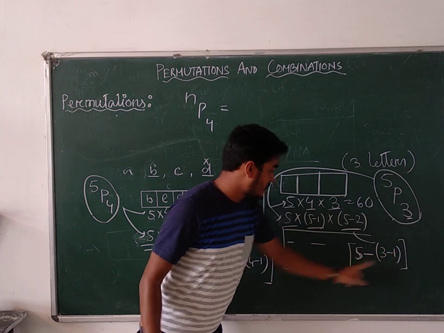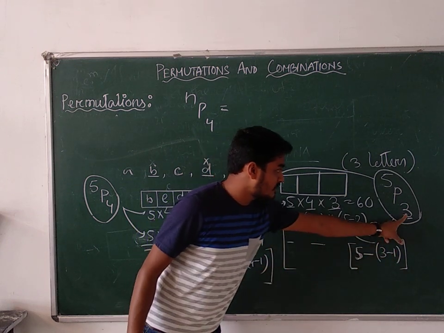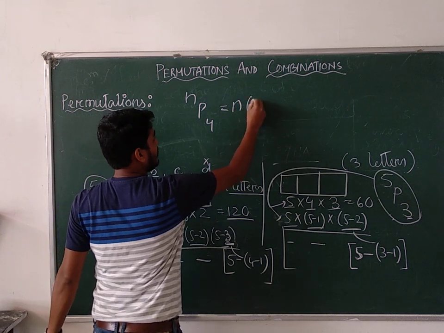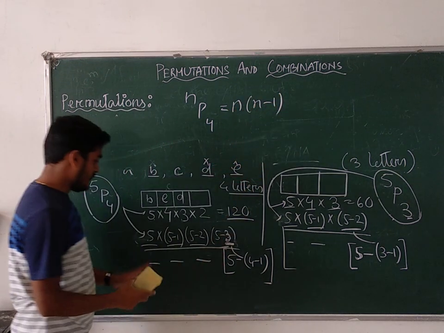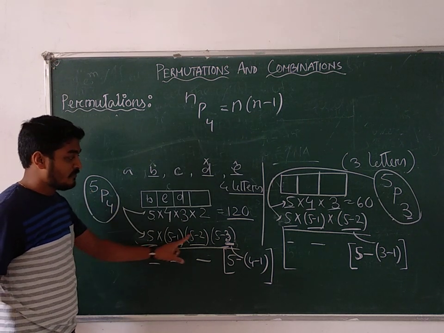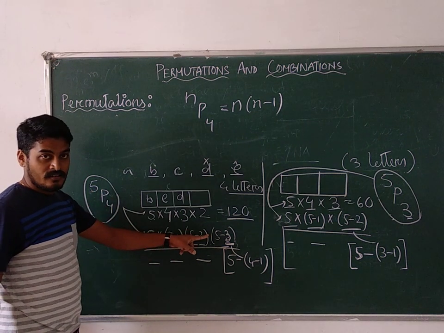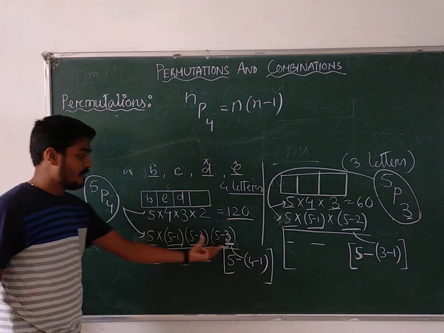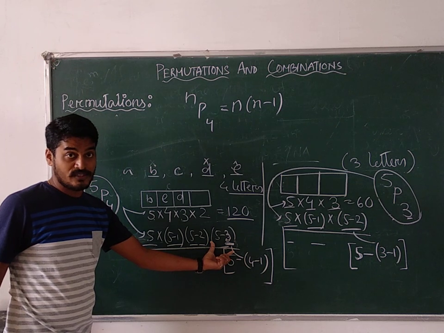5P3, what about the last term? 5 minus, this one is 3 minus 1. That's why, obviously, n minus 1. Am I correct? The total number of objects is 5. So 5 minus 1, 5 minus 2, like that. As the last one, you have to write 4 terms, so the last one is 5 minus 3.